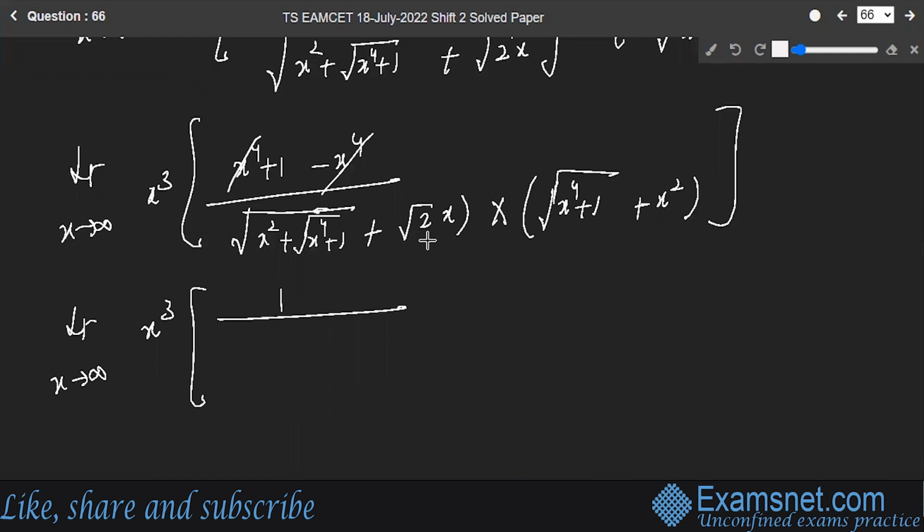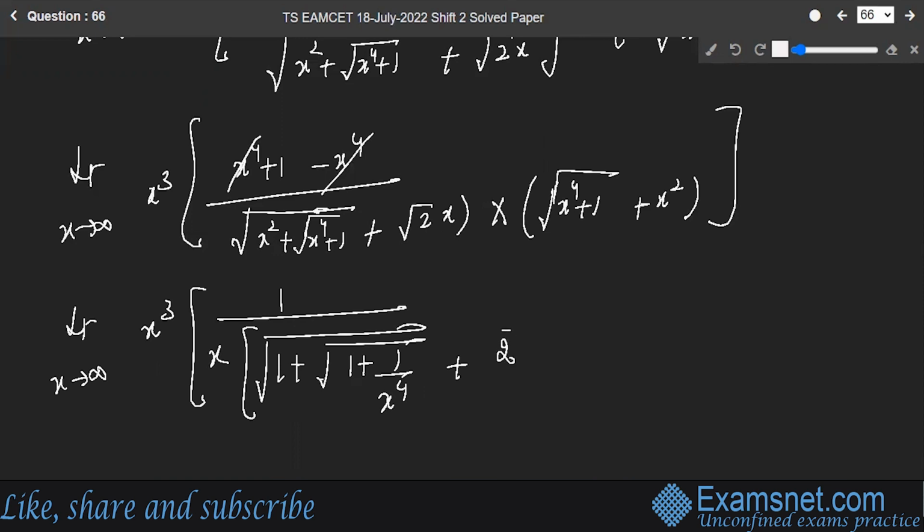Now I'll be taking x out. So there is x from here. I'll take x common from here. Then I'll take x common. You will be left with 1 plus 1 upon x raised to power 4 plus root of 2 multiplied by 1 upon.